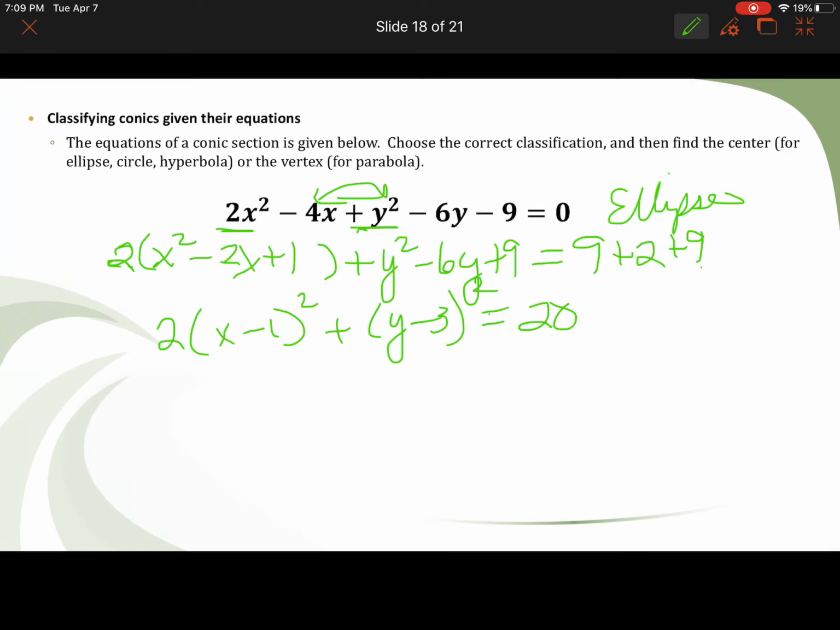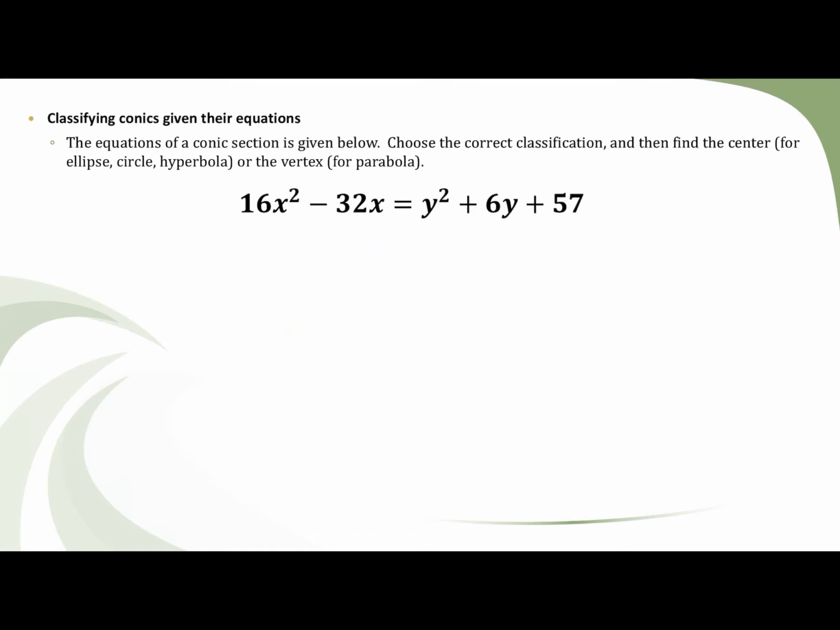So this will be 2 times (x minus 1) squared plus (y minus 3) squared equals 20. Now this is not yet in the final form, but it is far enough that I can tell what my center will be. And since it only said to find the center, we'll leave it at that, since this video is probably long enough already. And so there's the center.